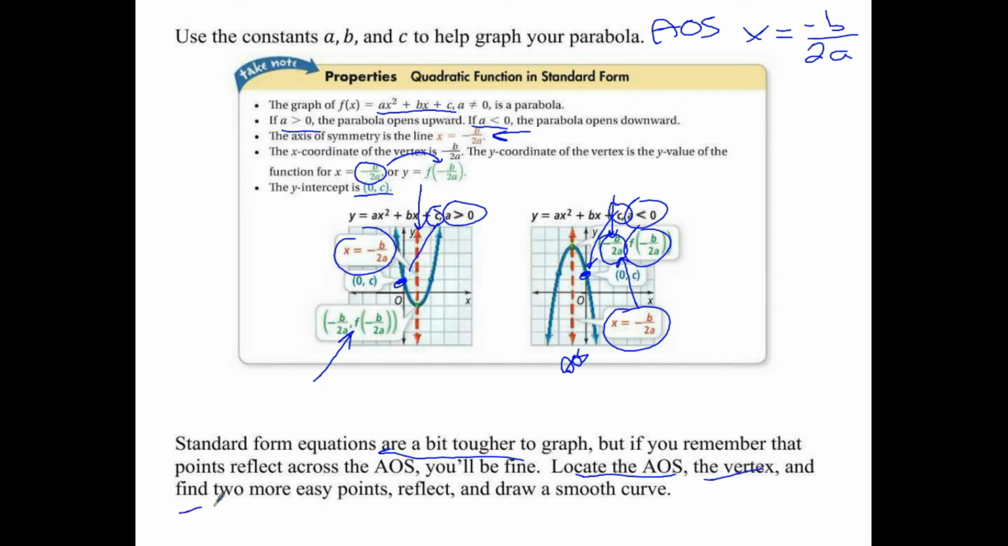And find 2 more easy points. Usually it's 2, but if we run into a case where the vertex is way up at the top and the parabola opens down or vice versa, then we're probably going to have to find maybe 2 or 3 or 4 points just so that we get the parabola going all the way through the graph. Then reflect like we were doing last time and draw your smooth curve.